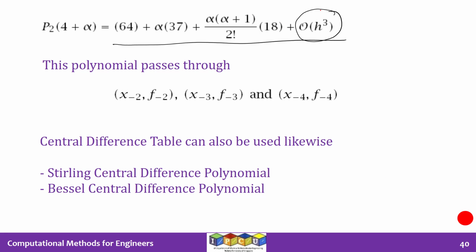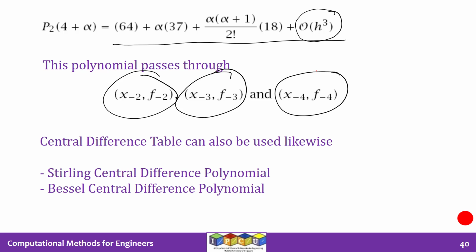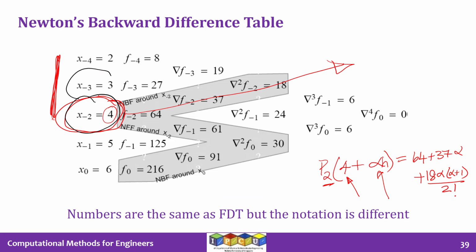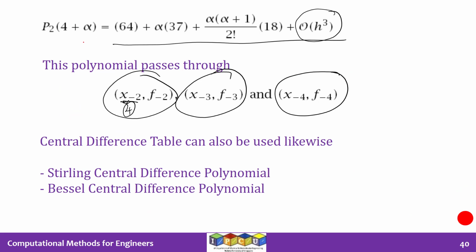And we recognize that the error is going to be of the order of h to the power of 3 because n is equal to 2 here, n plus 1 is 3. And we note that this polynomial, as was mentioned, goes through these 3 data points because we are using x minus 2, this one, which has a numerical value of 4. We are using the symbol x minus 2 as the reference point, and we are looking for an interpolating polynomial based on backward differences. So we have to go x minus 2, x minus 3, and x minus 4. This P2 polynomial will pass through those data points.